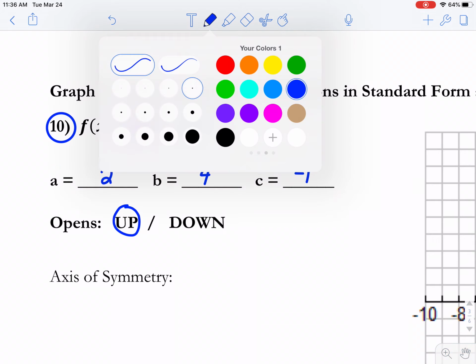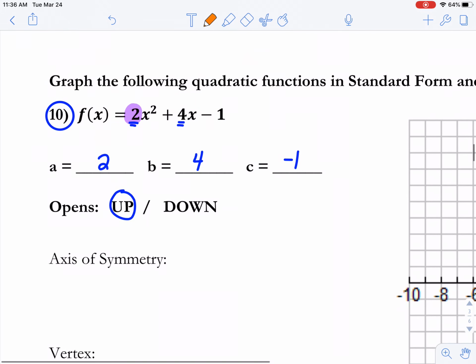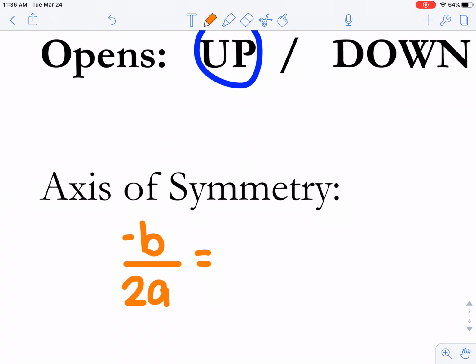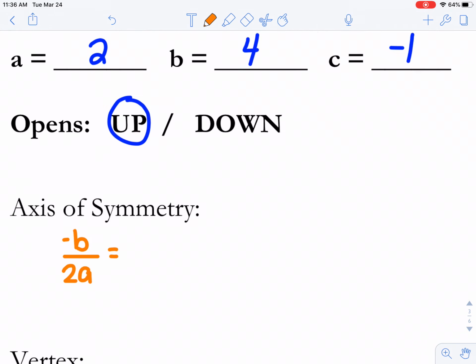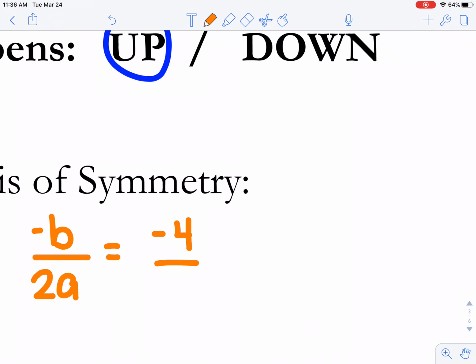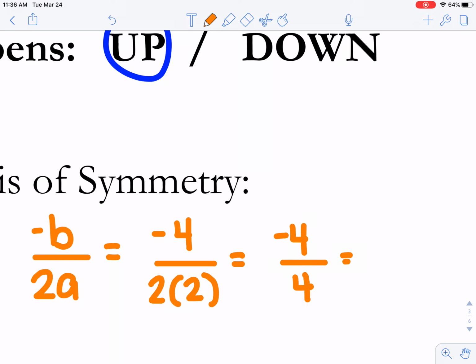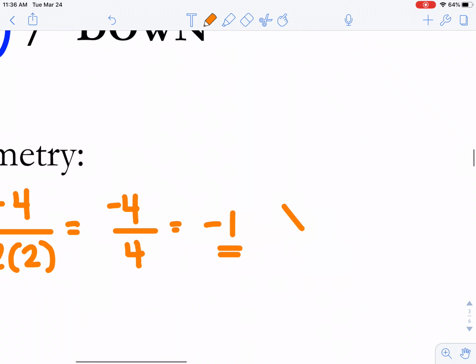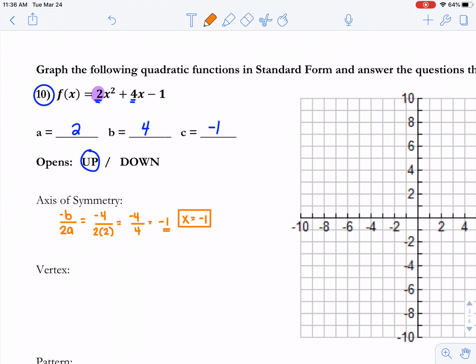Now it's asking for the axis of symmetry. In order to find the axis of symmetry for standard form, I'm going to use the formula opposite B over 2A, or -B over 2A. So B is 4, so that's going to be -4 over 2 times A, which is 2. I'm just plugging and chugging into this formula. That's going to give me -4 over 4, which is -1. That means that the axis of symmetry is x equals -1, that vertical line.